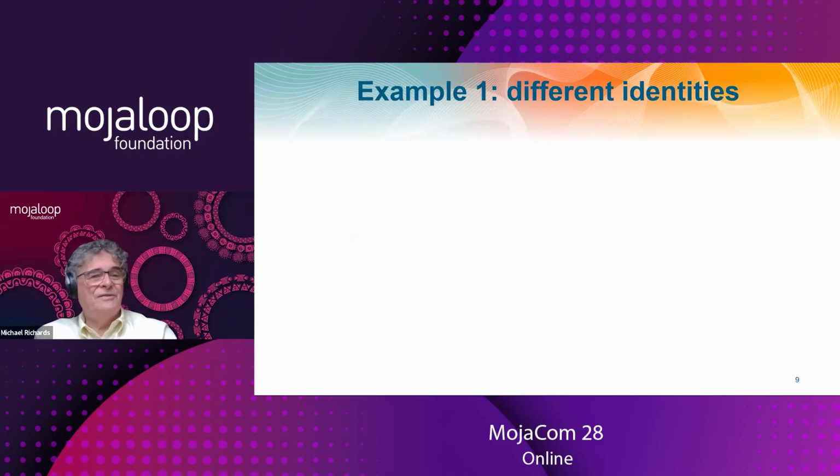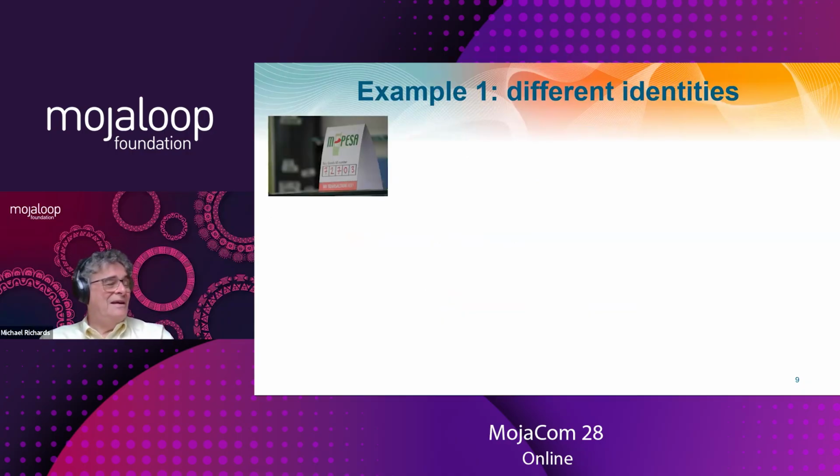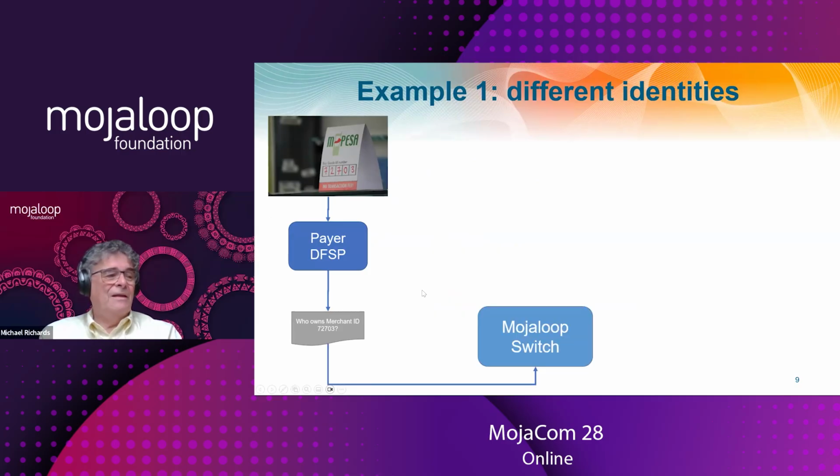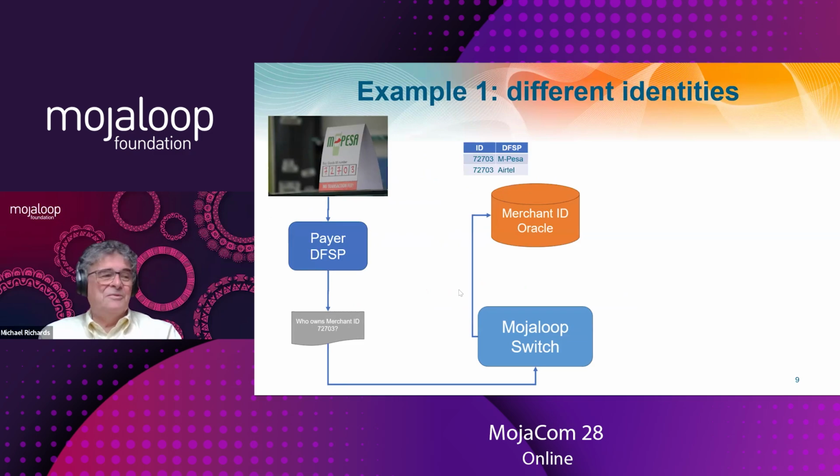Example 1 is where we have different identifiers. This is the merchant ID question. And here indeed is a merchant ID from M-Pesa. You'll see it's a simple 5-digit number. Customer sends that to their DFSP, and the DFSP asks the question, who owns this merchant ID? That goes to the modular loop switch, and the modular loop switch sends it to the merchant ID oracle.